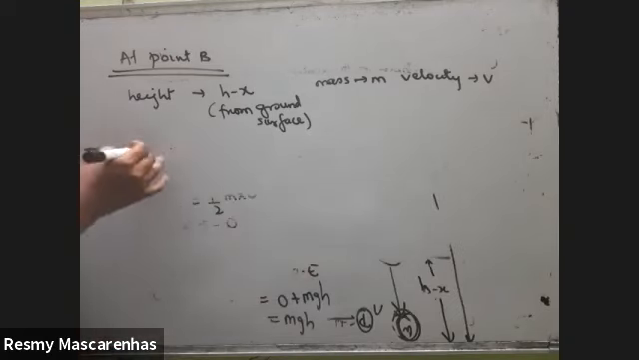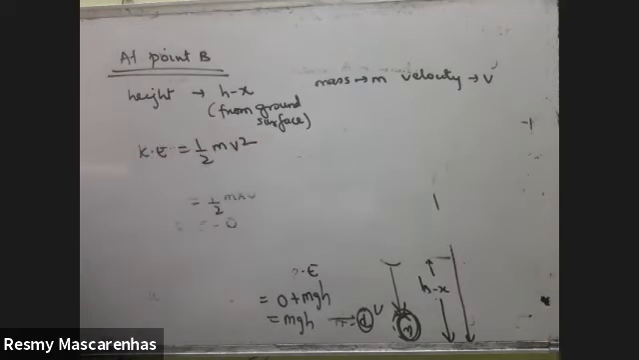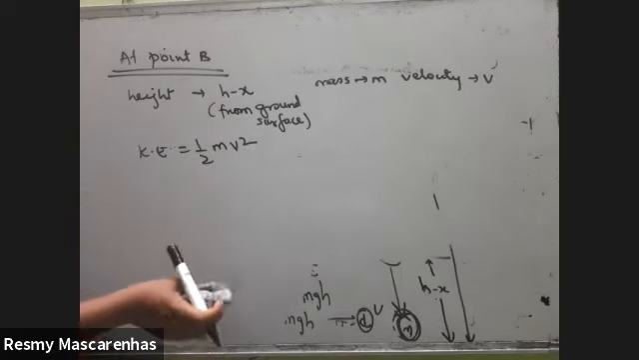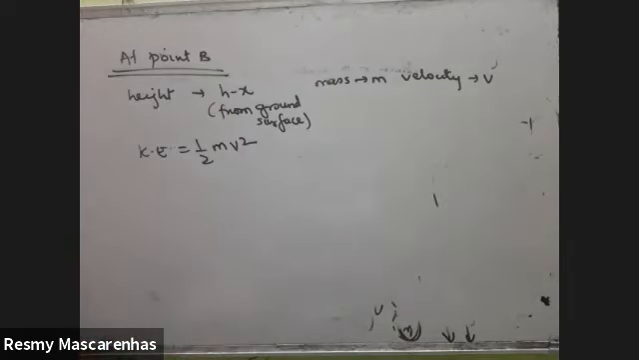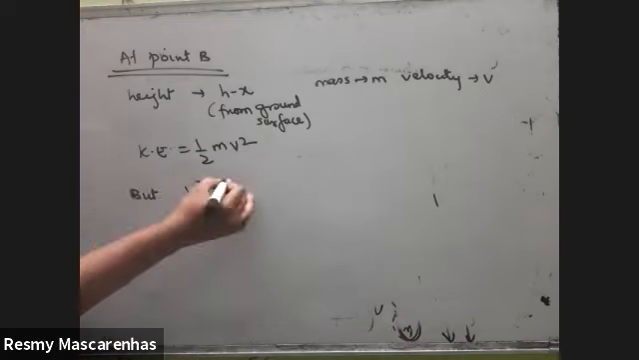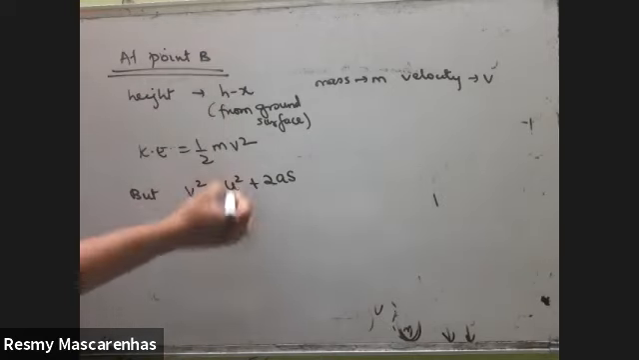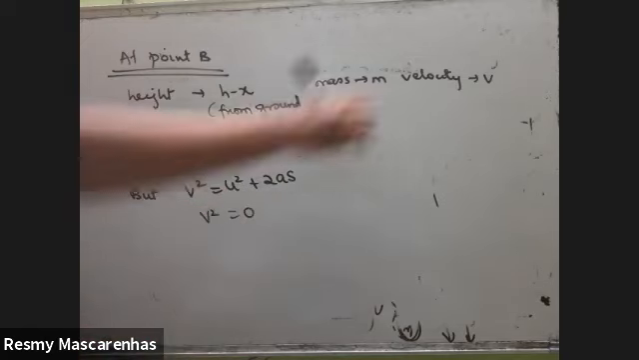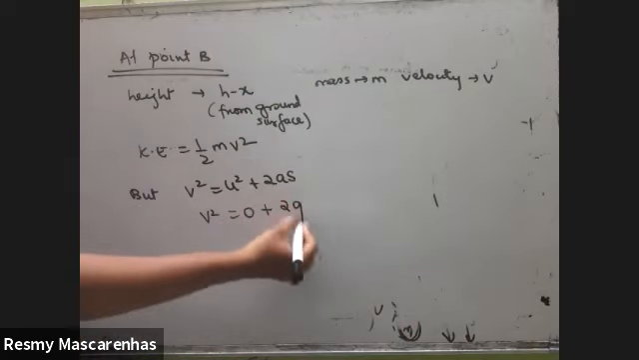So let us calculate kinetic energy in terms of gravity. We will write it this way, because this has nothing in terms of distance. For kinetic energy, we'll use the kinematic equation v square is equal to u square plus 2as. The initial velocity where it started would be 0. The velocity at that point is v. Acceleration is due to gravity.